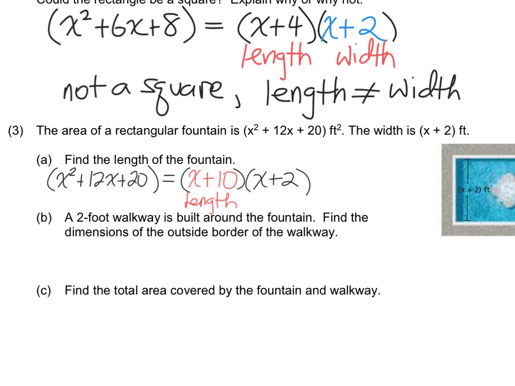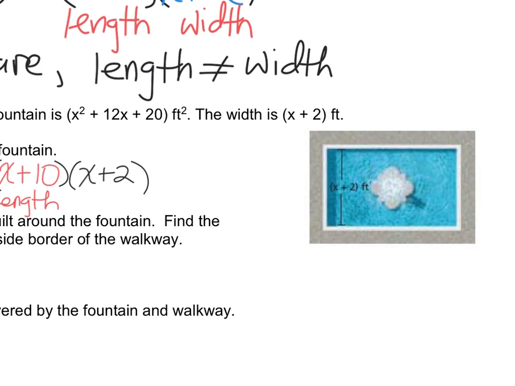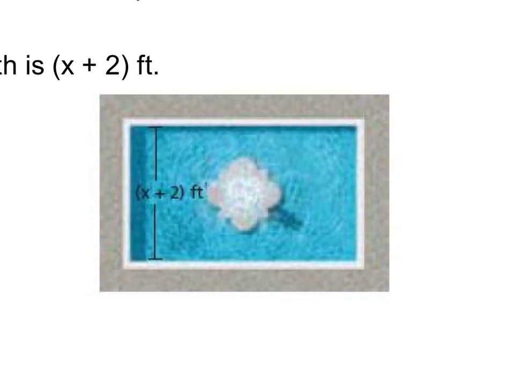They're telling us that a 2-foot walkway is being built around the fountain, and we want to find the dimensions of the outside border. All right, so let's go to the pool, the fountain, but it looks like a pool. So. Telling us we're tacking on 2 feet all around.